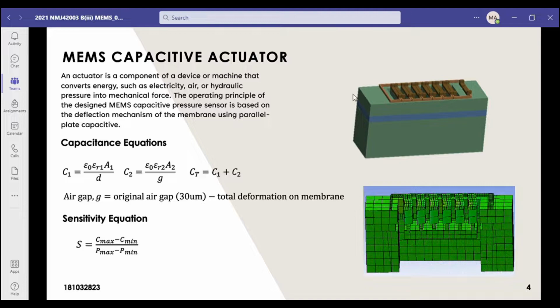This is the formula that we use, which is the capacitance equation. The capacitance equation helps to calculate the change of the capacitance and the sensitivity to input pressure. And the sensitivity equation helps to calculate the capacitance change over the deviation of the input pressure.